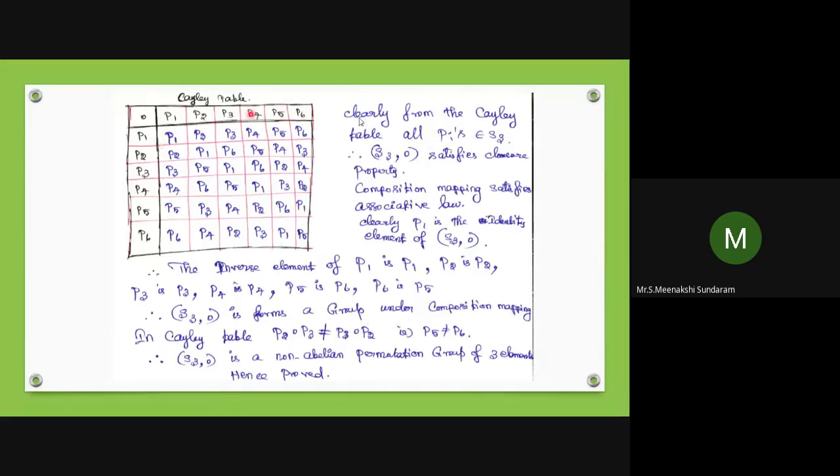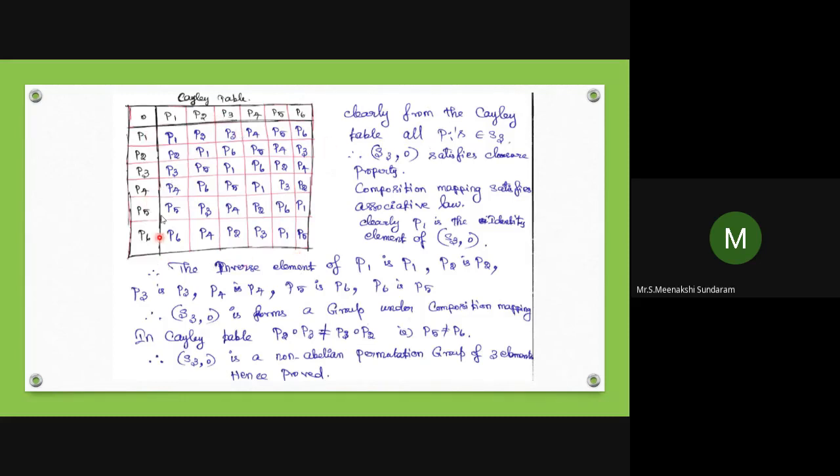I can fill the boxes here: P1, P2, P3, P4, P5, P6. That is your own way, you can choose it. I like to choose P1 as the identity. Suppose you take P2 as the identity, then it is no problem. Whatever you take, you can label them as P1, P2, P3, up to P6.